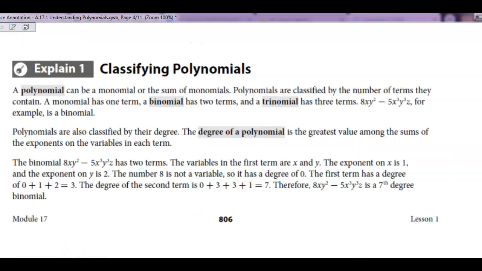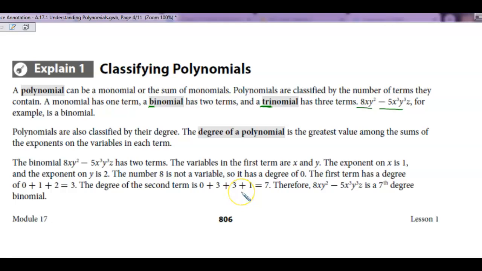All right, so classifying polynomials. A polynomial can be a monomial or the sum of monomials. Polynomials are classified by the number of terms that they contain. A monomial has one term. A binomial has two terms. That's what the word bi means. And a trinomial has three terms. That's what we call it when it has three terms. So if we have 8xy squared minus 5x cubed y cubed z, this is a binomial because it has two terms.